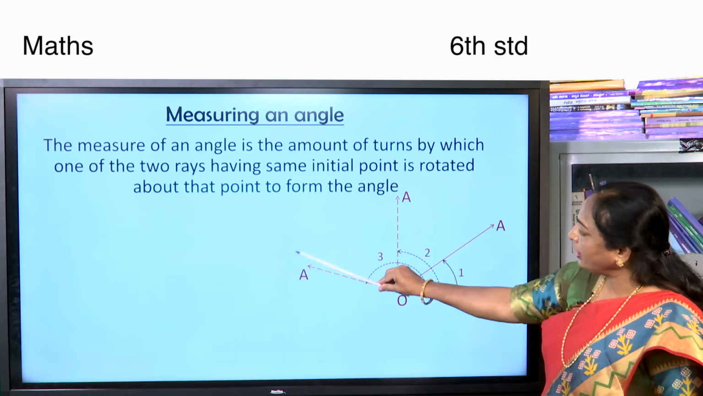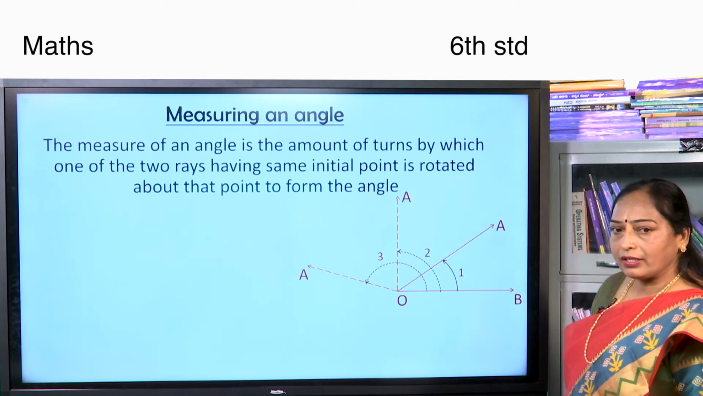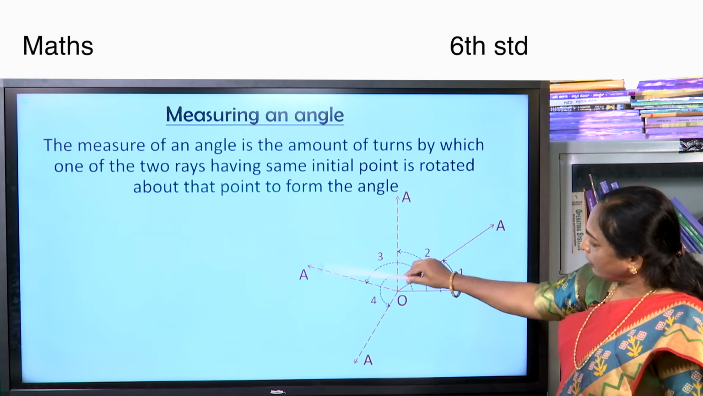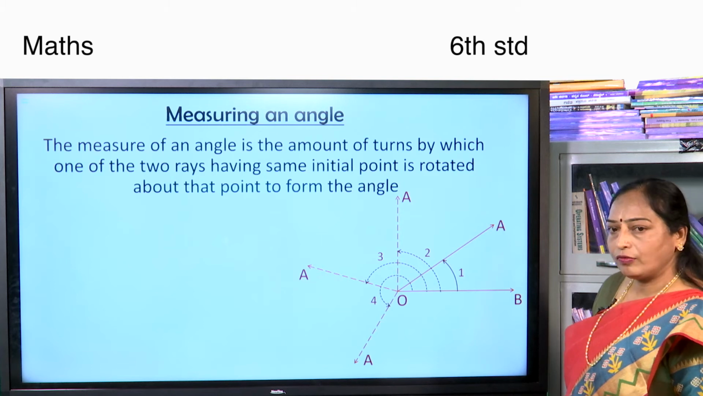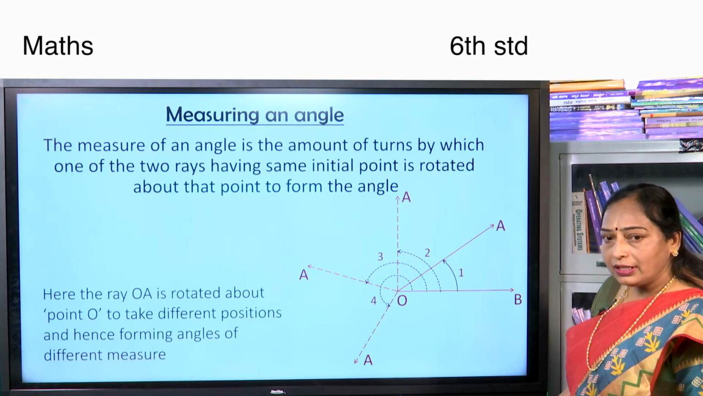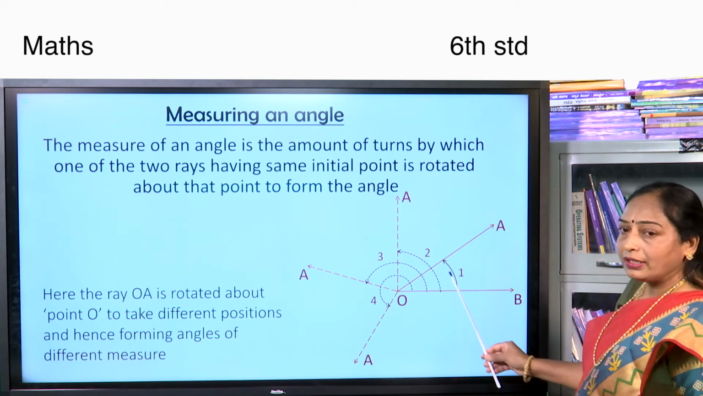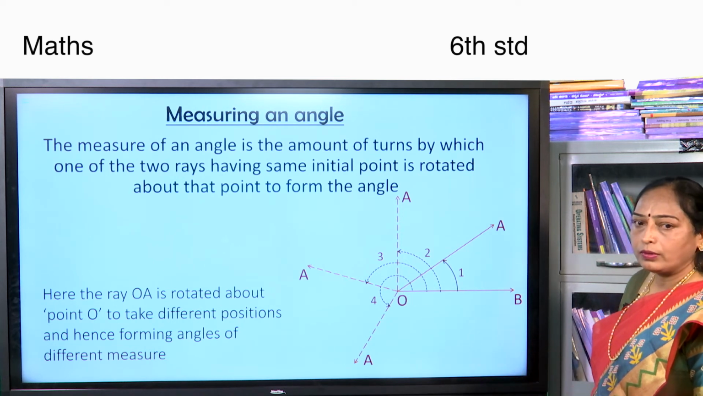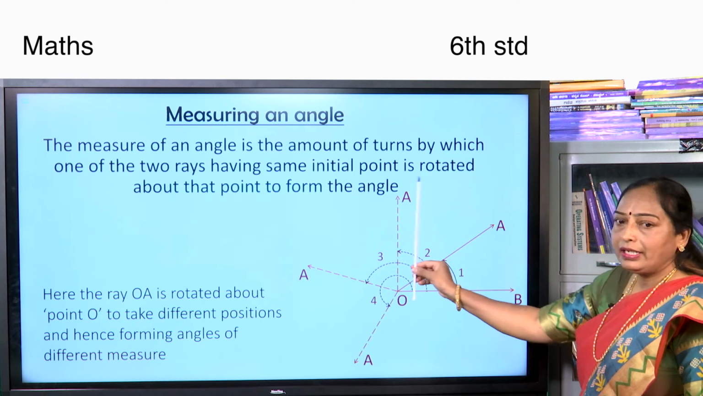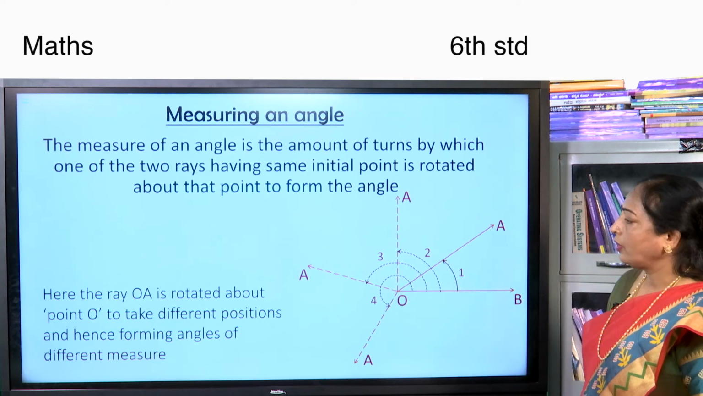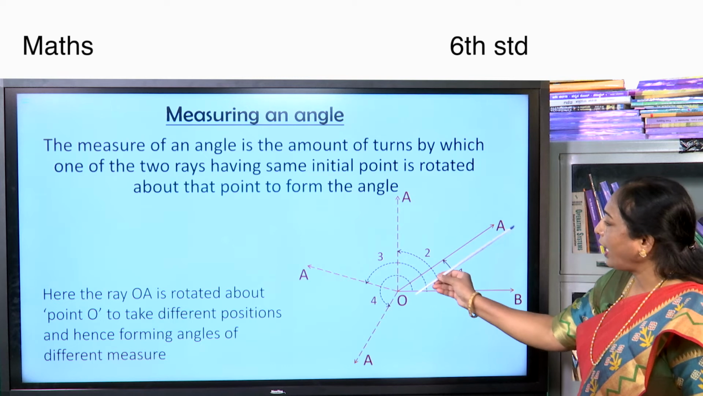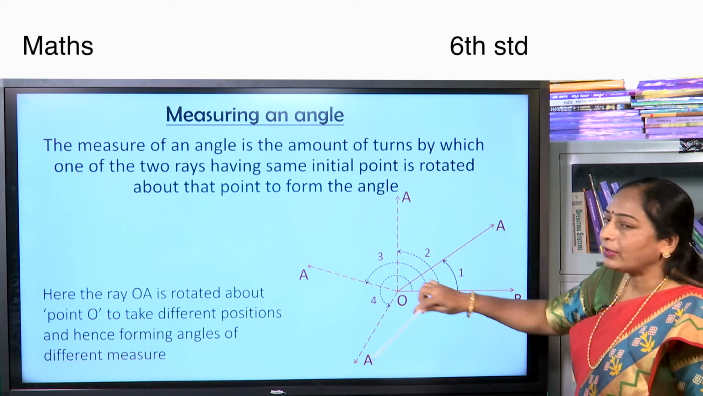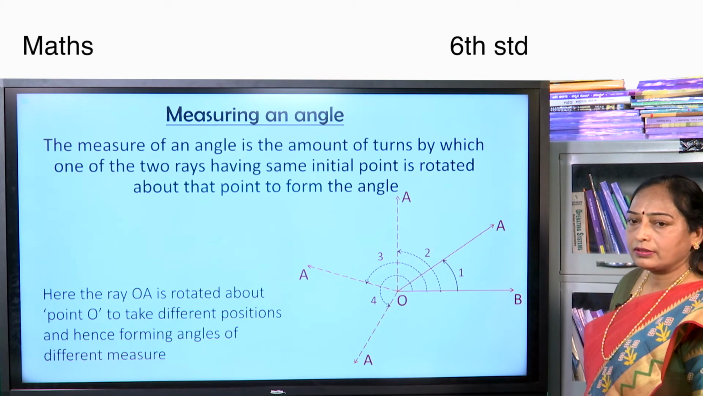How do we rotate? The first angle, it turns, we will get the second angle. It turns like this, we will get the third angle. And OA, get the fourth angle. Here the ray OA is rotated about point O to take different positions, hence forming angles of different measures. Did you understand, children?